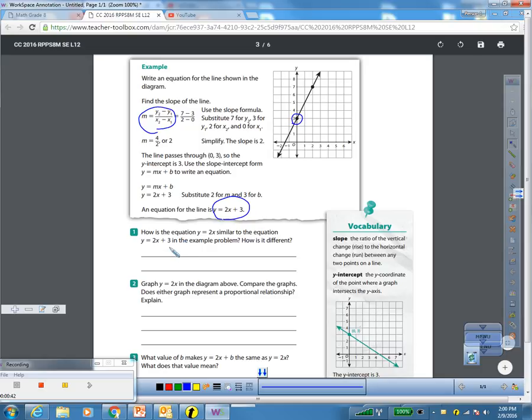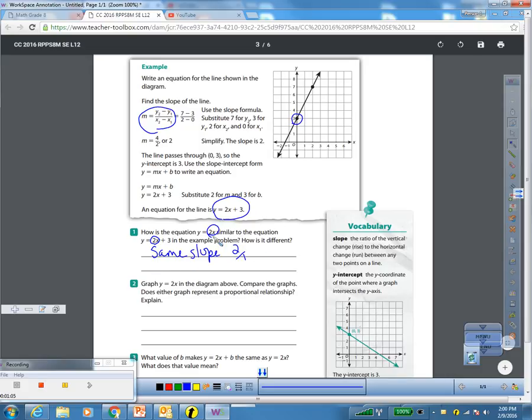Now as you're looking at this, how's the equation y equals 2x similar to the equation y equals 2x plus 3 in the example problem, and how is it different? Well, if you notice, they both have the same slope, so you would write same slope of a rise of 2 and a run of 1.